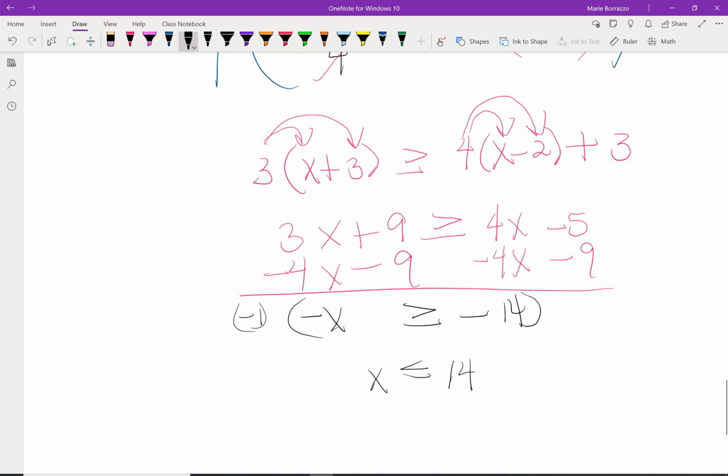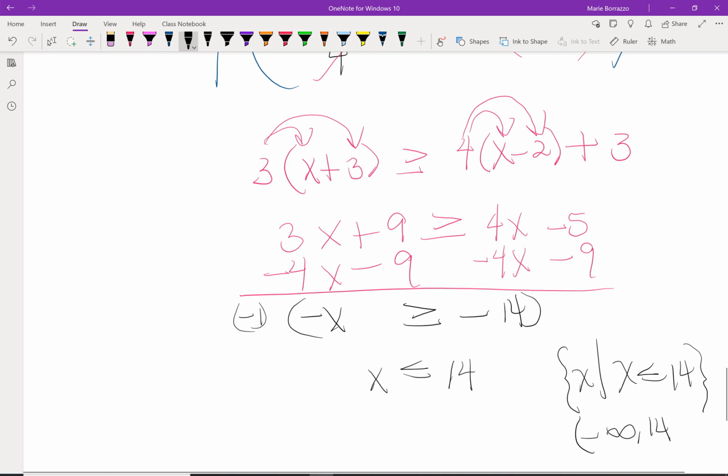And so again, in set builder notation and interval notation. In set builder notation, I have x is in the set of values such that x is less than or equal to 14. In interval notation, I have, not inclusive, negative infinity, comma, positive 14, inclusive.